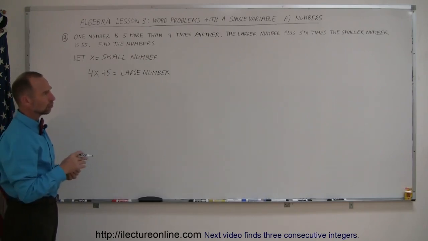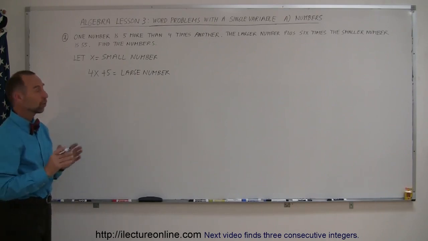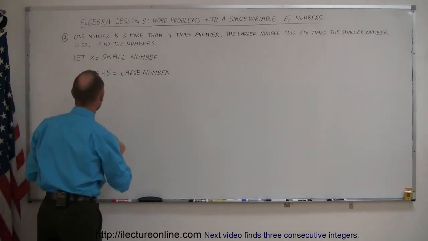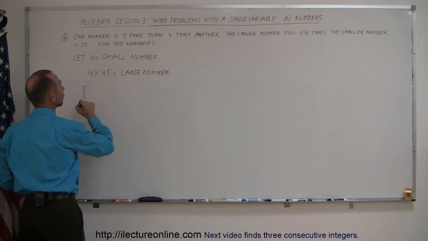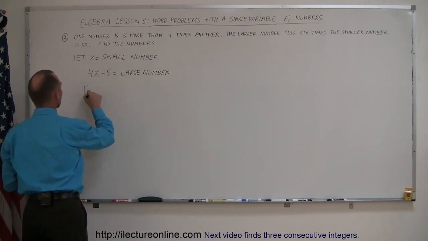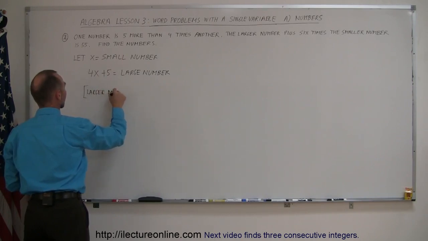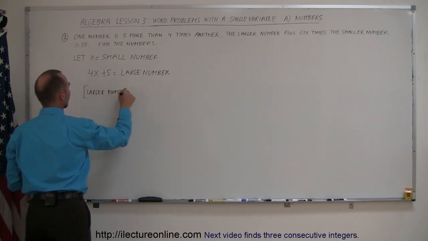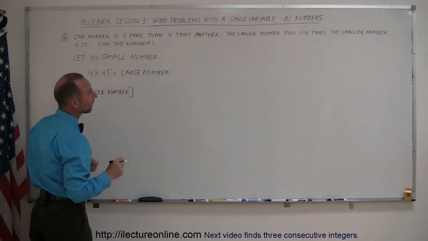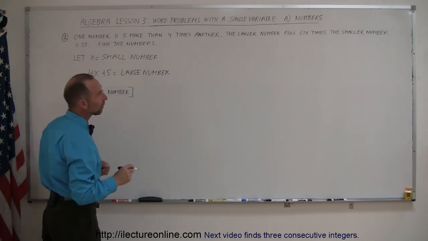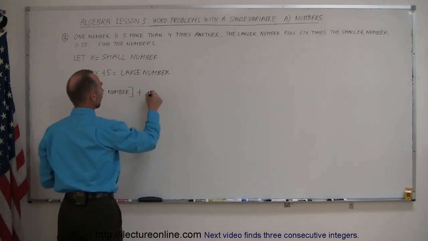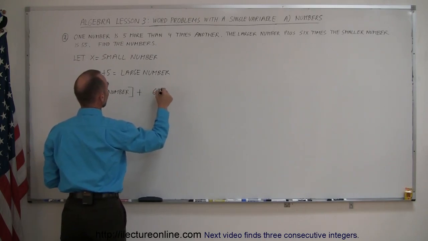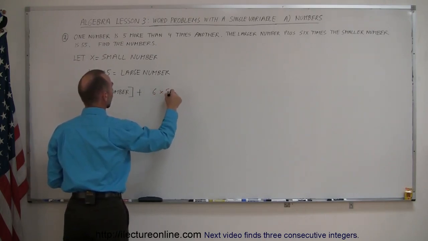So now to figure out what the numbers are, they give us some more information. Now they tell us that the larger number plus 6 times the smaller number is 55. A good way to do that is to write that out in English. So you could say the larger number, and add that to 6 times the smaller number. So plus 6 times the smaller number.